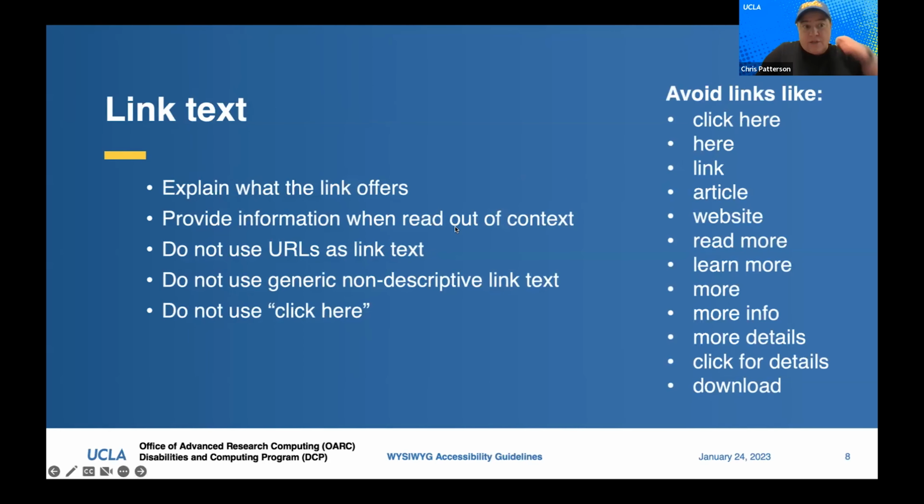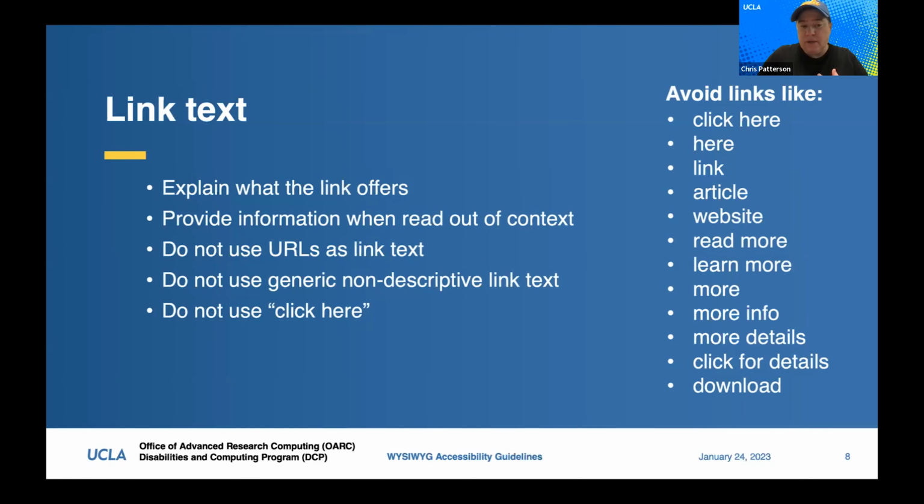All right, so link text. We want to make sure that, as Sal showed you earlier, the link text is informative so that when he pulls up that list of links, he doesn't get read more, click here, read more, click here. So you want your link text to explain what the user is going to find at the other end if they follow that link. You want to provide information when that link text is read out of context.